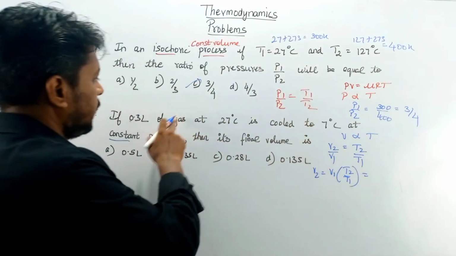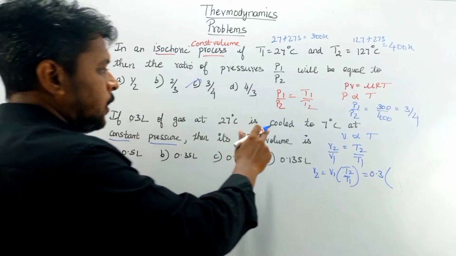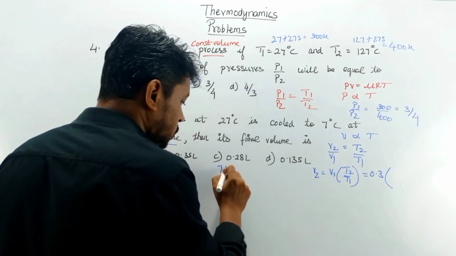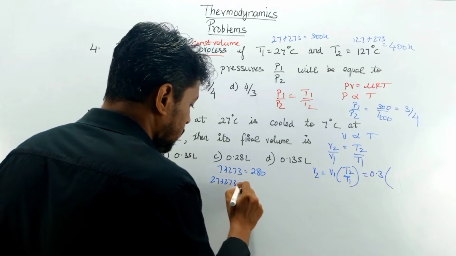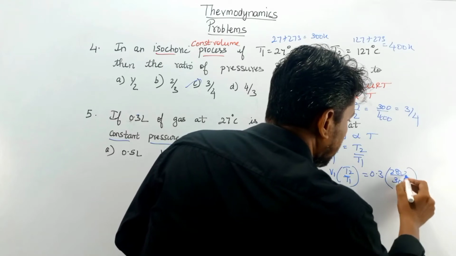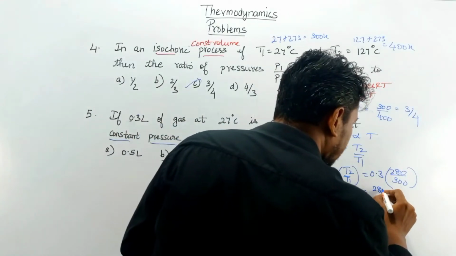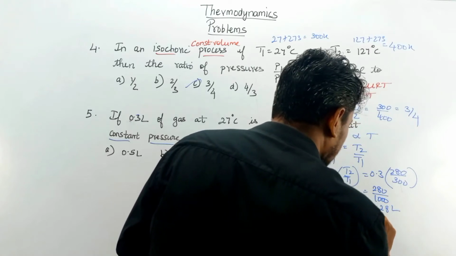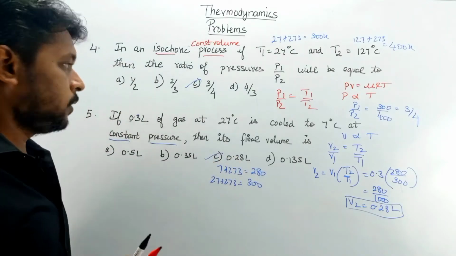What is the value of V1 given here? It is given as 0.3 liters. So what are T2 and T1? T2 is given as 7 degrees Celsius, so 7 plus 273, which is equal to 280. Then T1 is 27 plus 273, which is equal to 300. So it is 0.3 into 280 by 300. When you divide, 0.3 by 300, you will get the value as 280 by 1000, which is equal to 0.28 liters. So the value of V2 is 0.28 liters. Option C is the right answer for the fifth question.